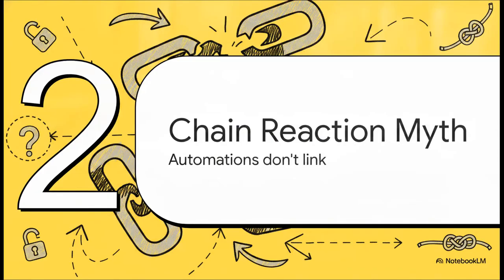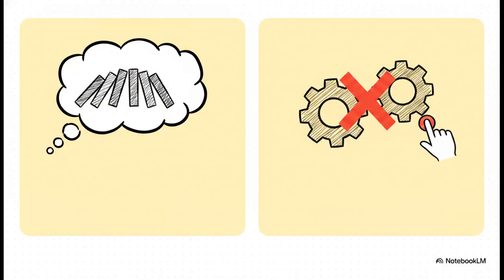Moving on to Section 2, the chain reaction myth, why automations refuse to talk to each other. All right, let's shift gears from workspace dangers over to the really rigid system boundaries of Notion. Our expectation is totally normal, right? We expect that automated changes will trigger subsequent automations in a seamless workflow.